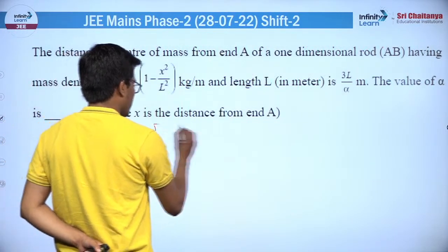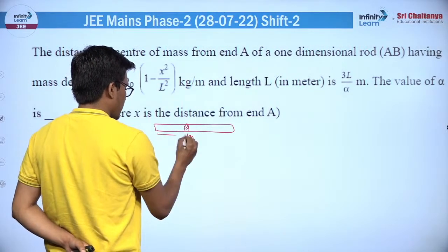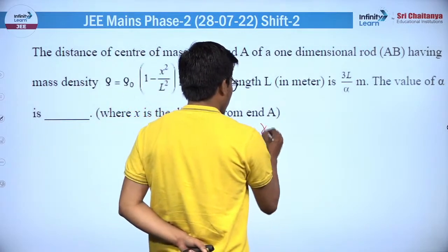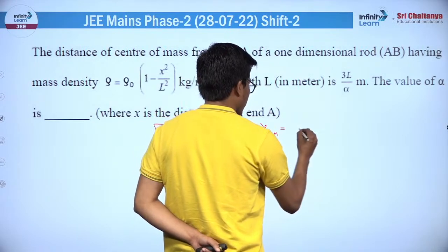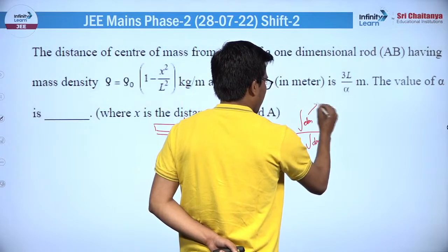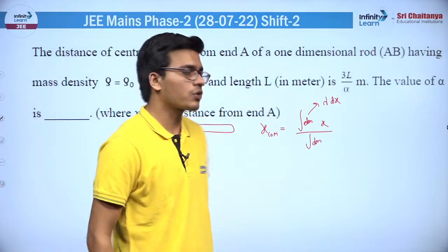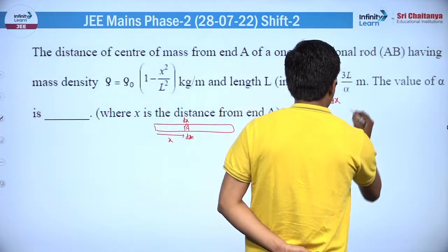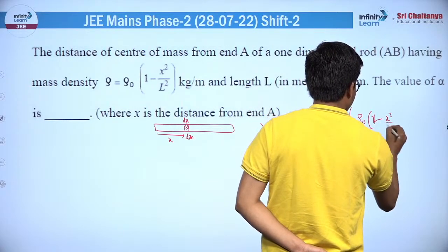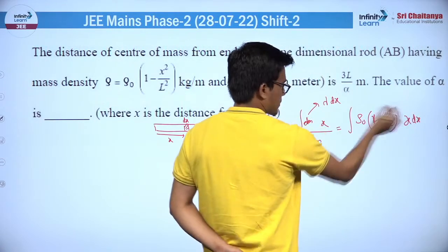So you have a rod like this, and let us say this is dm mass at x distance, so its length is dx. In case of variable masses, the center of mass location is given by integral of dm into x divided by integral of dm. In case of linear mass variable, you can write dm as lambda dx or rho dx. So rho is given to you as rho naught times (1 minus x square by L square) into x into dx.